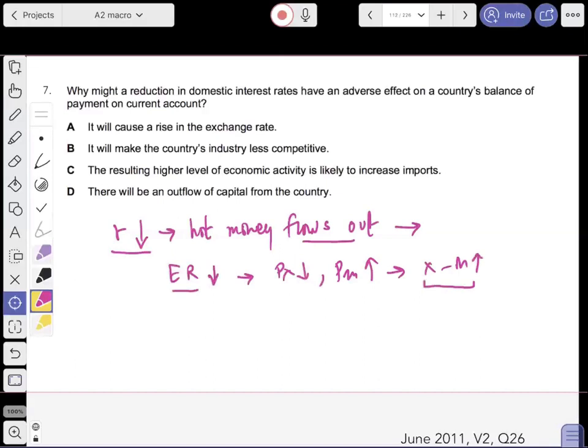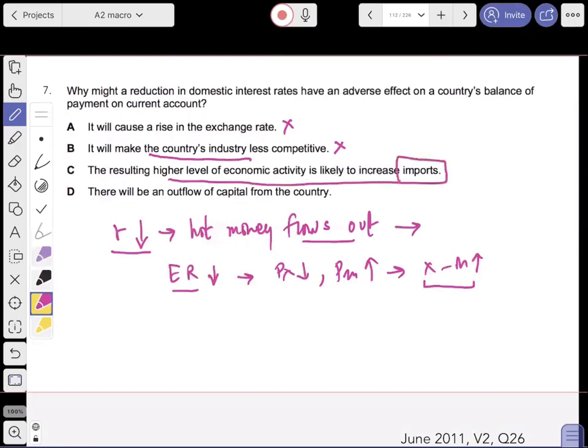So we know this, that expenditure actually goes up when the interest rates are going down. So will it cause a rise in the exchange rate? No, it should cause a fall in the exchange rate. Will it make the country's industry less competitive? No, I think it can make the country more competitive. The higher level of economic activity is likely to increase imports. That could be a possible answer because if interest rate falls, people have more money, and if people have more money they can buy more imports. So this could be a possible answer.